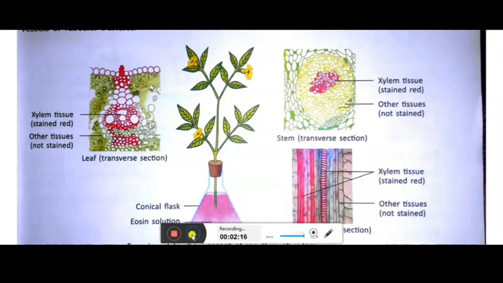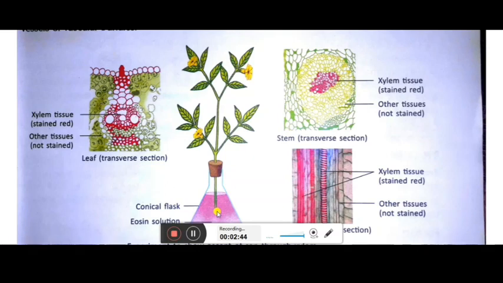Now, activity 4 is to demonstrate conduction of water, or ascent of sap, through xylem vessels. Xylem transports the water and minerals. What we have to do first is take a conical flask and fill it with water. Then eosin solution is put in it.